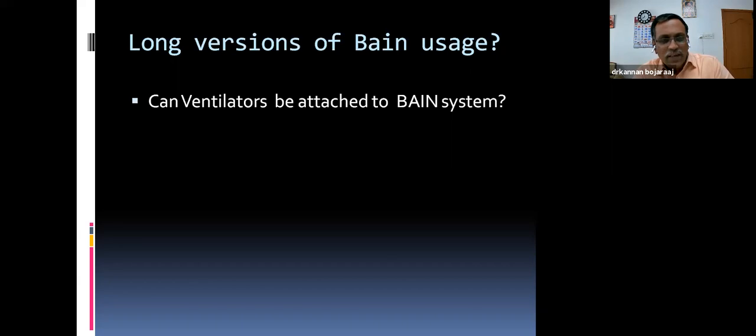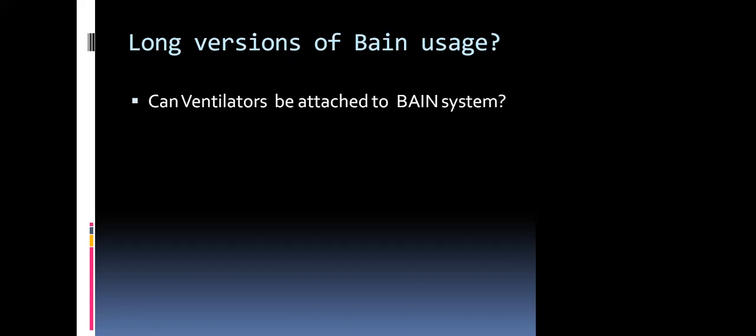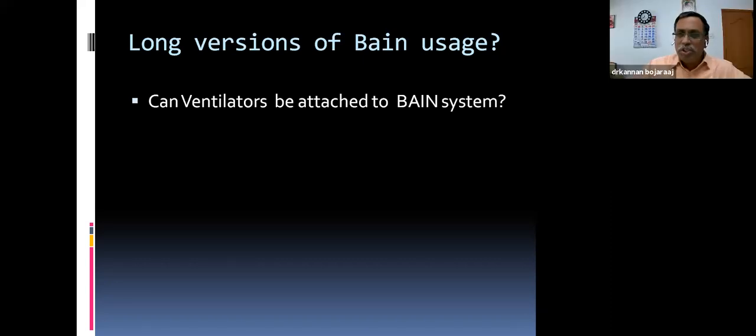Good morning. Is there any long version of the Bain circuit in use? Any idea regarding this? No, sir. So long versions are there. You can modify the tube lengthening. The normal length is 1.8 meters, and we can change this. Another version is 2.7 meters and another version is 5.6 meters. You can increase the tube to any length.